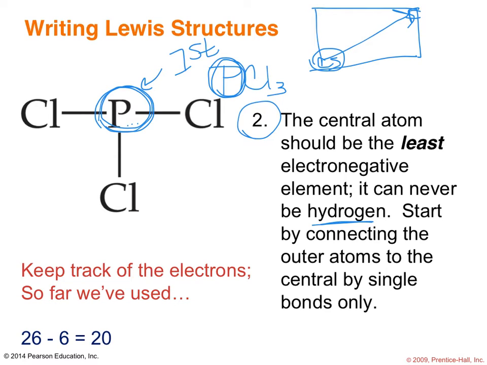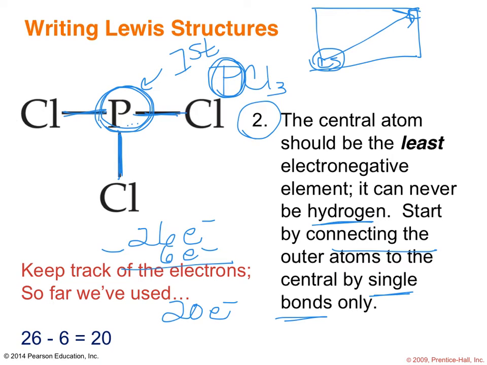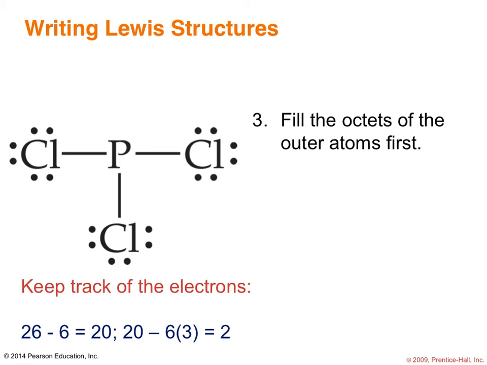All right, so part of step 2 is to connect all of the atoms together using single bonds to start with. You see I did that here. Now keep in mind off to the side someplace, how many electrons do we have to place? How many valence electrons did we have? We had 26 electrons. How many have we placed so far? Each single bond has 2 electrons, so so far we've used 6 electrons. So we need to place 20 more electrons. Okay, so let's go on to step 3.